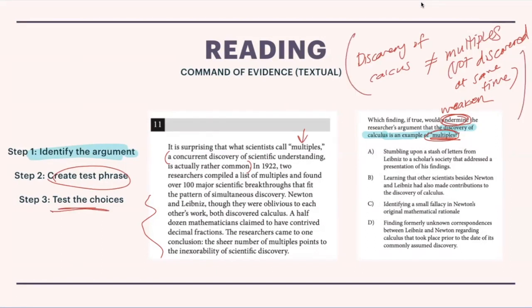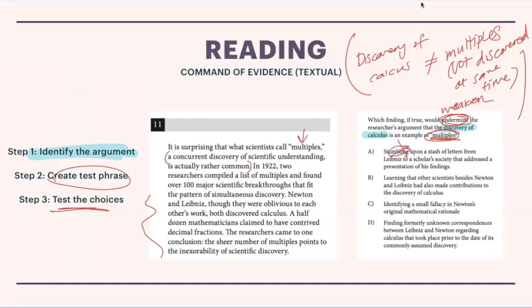So going through the answer choices, A, stumbling upon a stash of letters from Leibniz to a scholarly society that addressed a presentation of his findings. It says stumbling upon, that means he found out later, but it doesn't necessarily mean that they didn't discover it at the same time, because that was something he found out later. So they could have still made that same discovery. Stumbling implies that there is some sort of surprise, or he didn't know. So it was potentially something they discovered at the same time, but he just found out later on. So that's why this is going to be wrong.